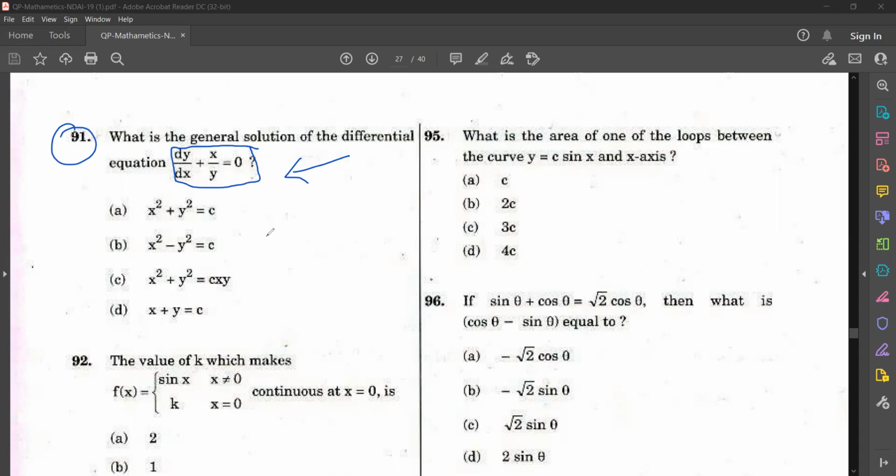So I want you to answer this. Only 30 seconds required. Please answer and give me the answer first. You can comment the answers.